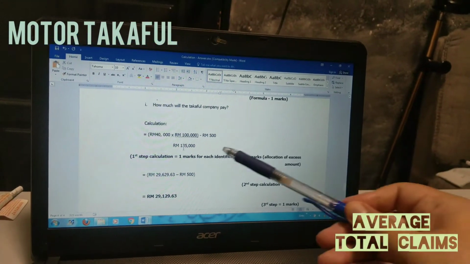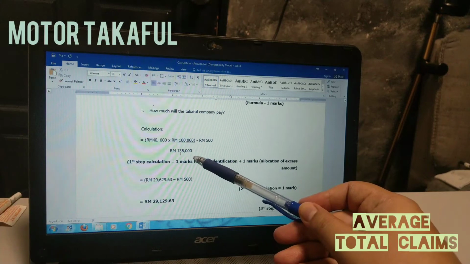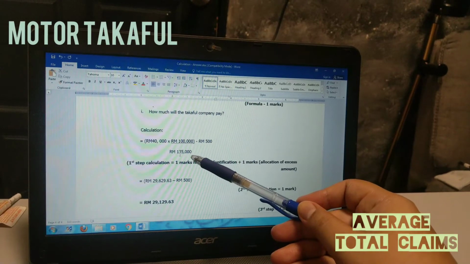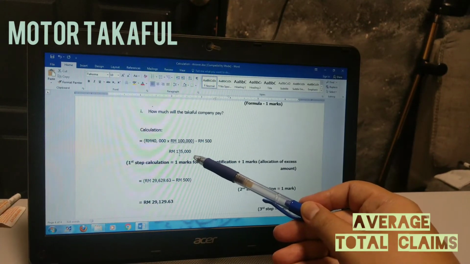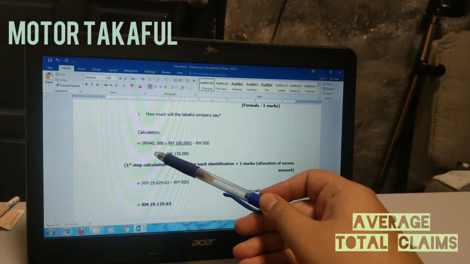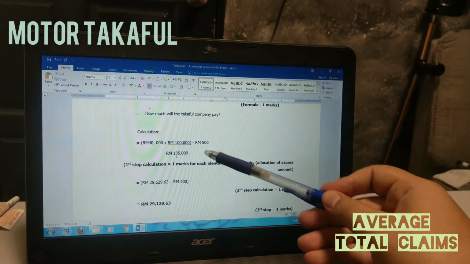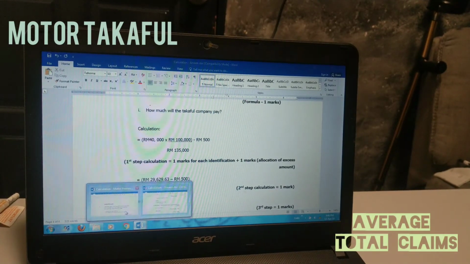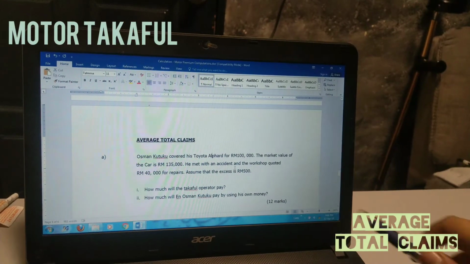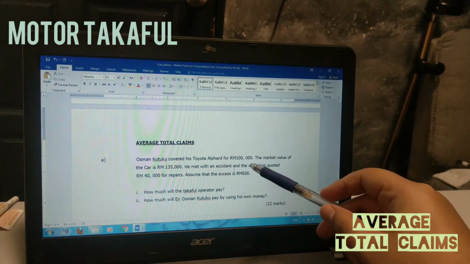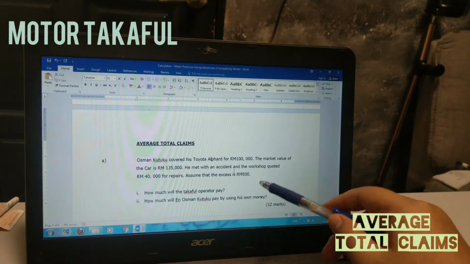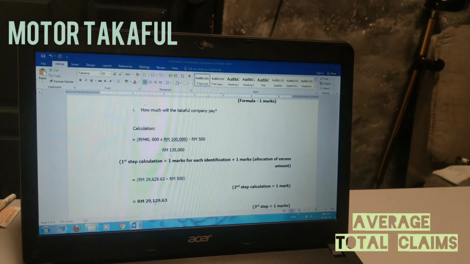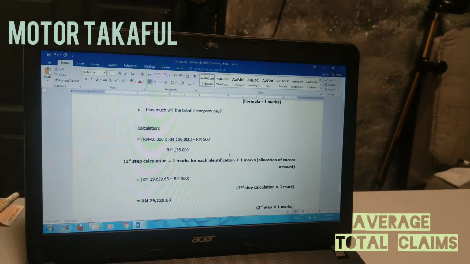So in the case of Osman Kutuku just now, Osman is insuring his car at 100,000 and the market value of the car is 135,000, meaning that the sum insured is less than the market value. That's why the average total claim basis will take place. So times 40,000, less excess. Where do we get the excess? Only if the question mentions the excess. Here it is: assuming that the excess is 500 ringgit. If there is no excess stated, then you just deduct 0, meaning that the excess is not being charged.